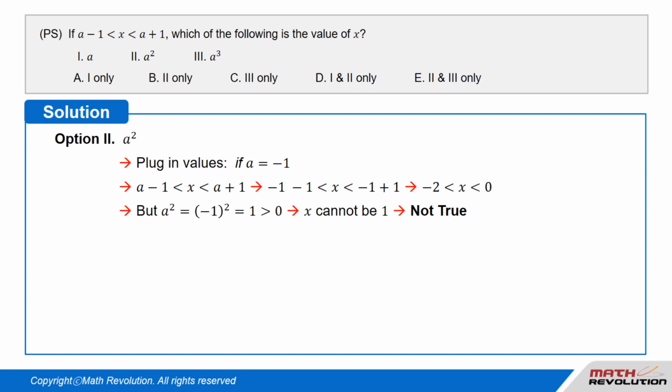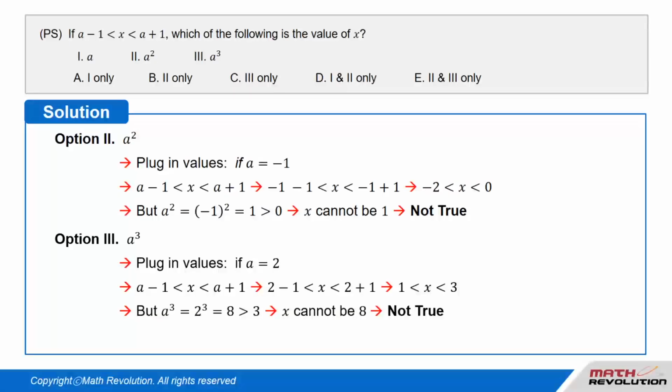Option 2, a squared. Let us plug in the values for a to verify this option. When a equal to negative 1, the inequality a minus 1 is less than x, which is less than a plus 1, will become negative 1 minus 1 is less than x, which is less than negative 1 plus 1, or negative 2 is less than x, which is less than 0. But a squared equal to negative 1 whole squared equal to 1, that is greater than 0, and hence this option is not true, as x cannot be 1.